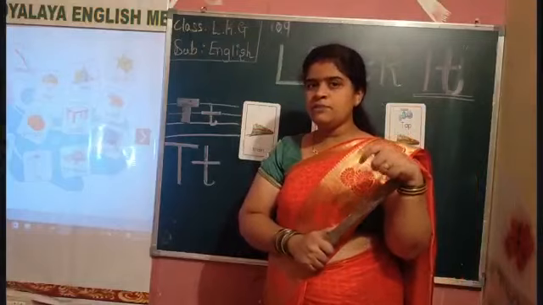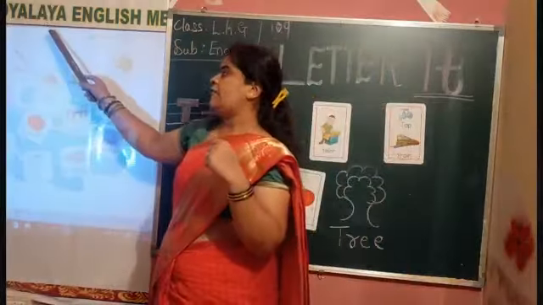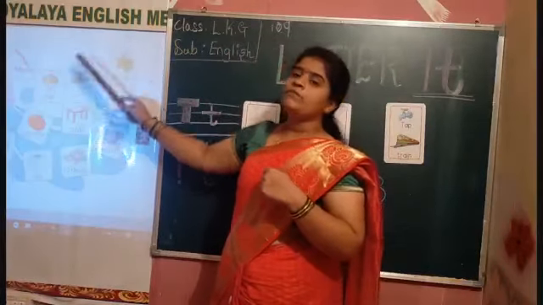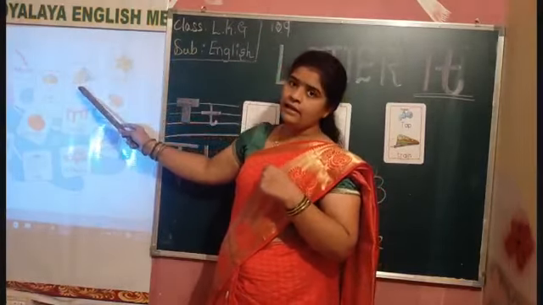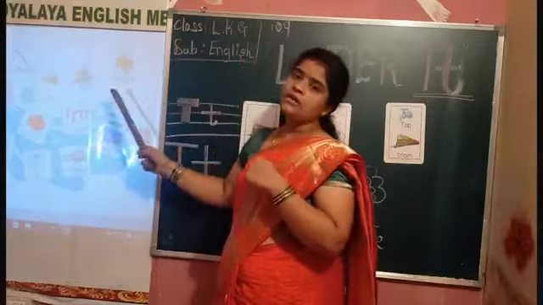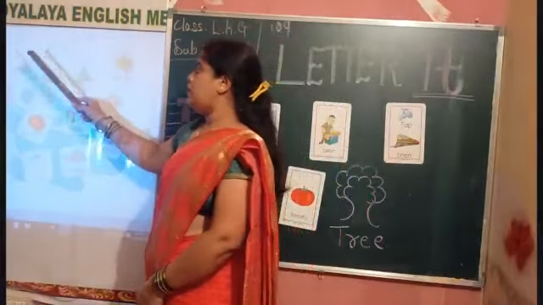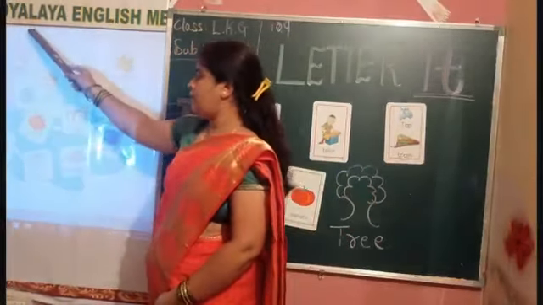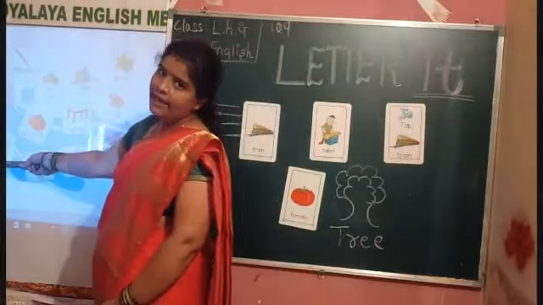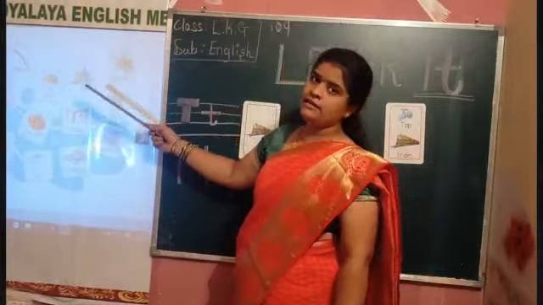Shall we read once again these pictures, children? With the sounds? Okay. T for toothbrush. T for top. T for tent. T for turtle. T for toad. T for table. T for tomato. T for tree. T for tray. T for tin. T for turtle.